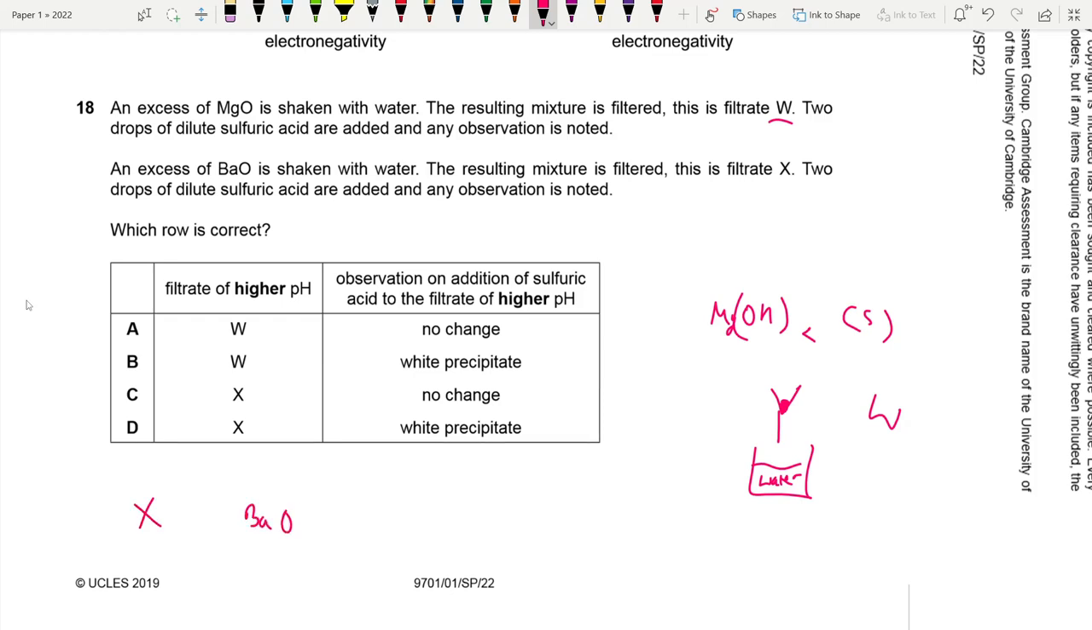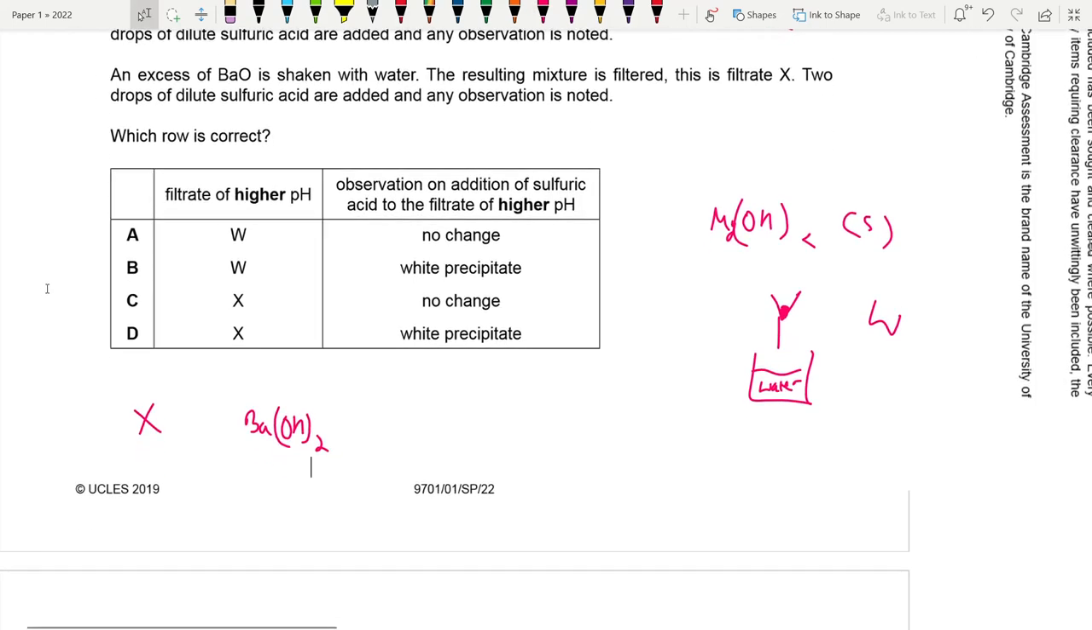And now for X, what happens? We're going to get barium hydroxide, which is in fact soluble in water. Okay, this is aqueous, very soluble. So if you pass it through the filter paper and the funnel, we're going to get barium hydroxide here. This is an alkaline solution.